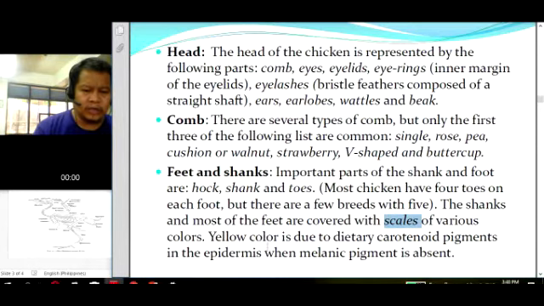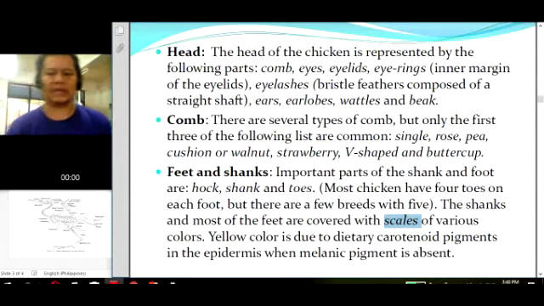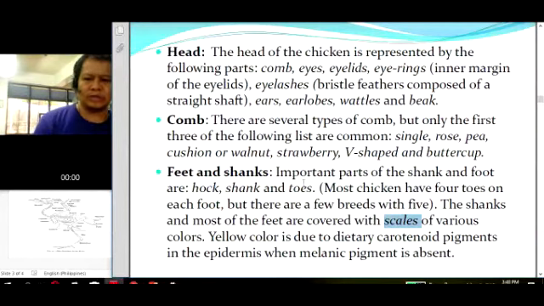With scales of various colors. Yellow color is due to dietary carotenoid, carotene, so the vitamin A. So yellow is due to the dietary carotenoid pigments in the epidermis when melanic pigment is absent. That is in the feet or shank. The yellow in the tail is also because of carotenoids.